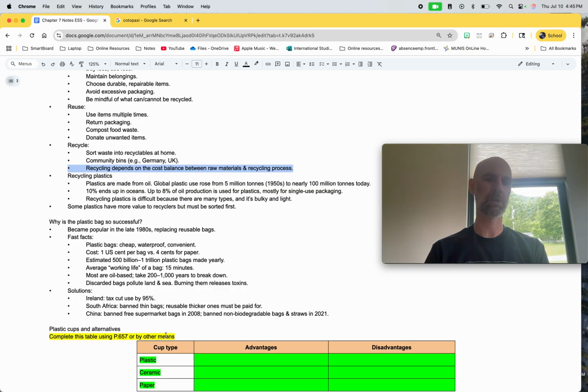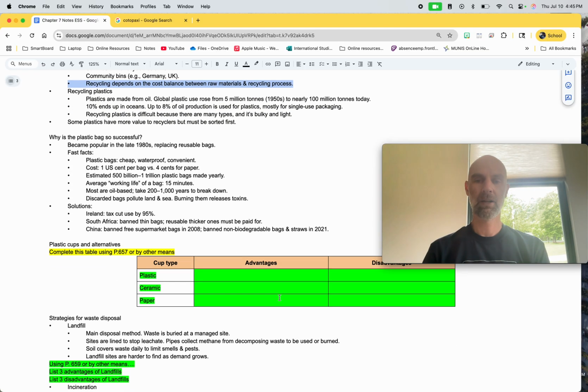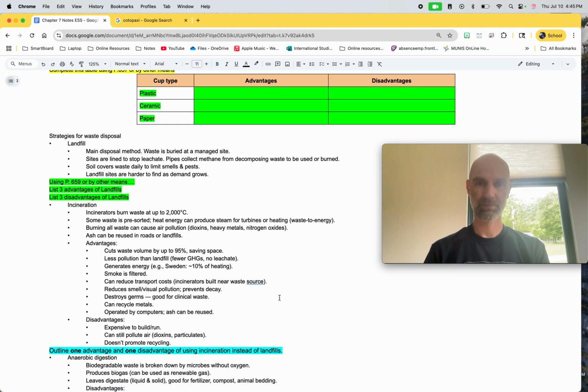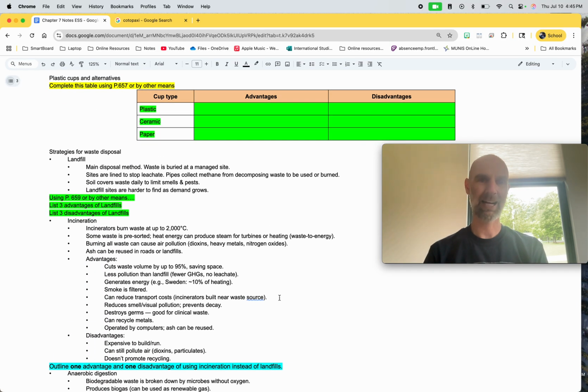Complete this table using page 657 or by other means. All right, so I'm going to do that right there. So cup type: plastic, ceramic, and paper. Give me advantages, plural, of each. Give me disadvantages, plural, of each.